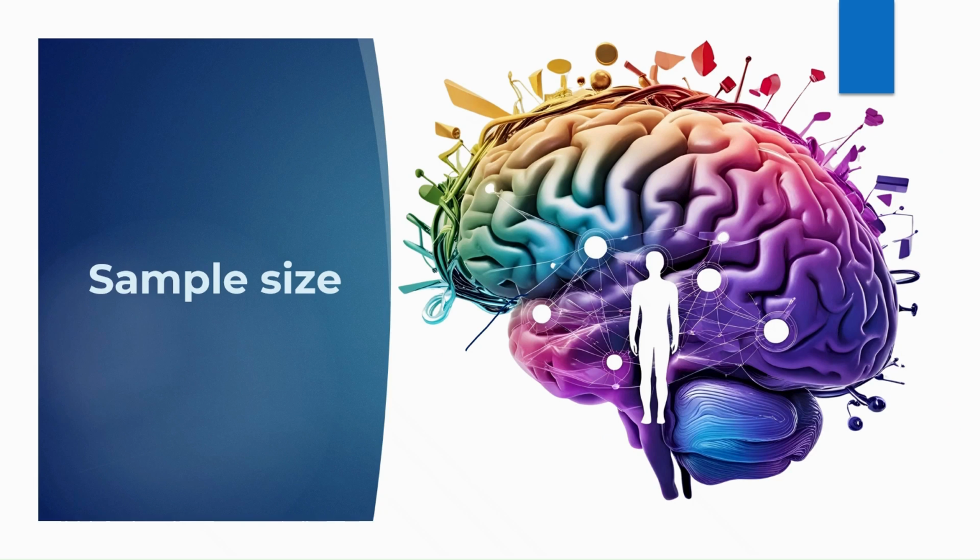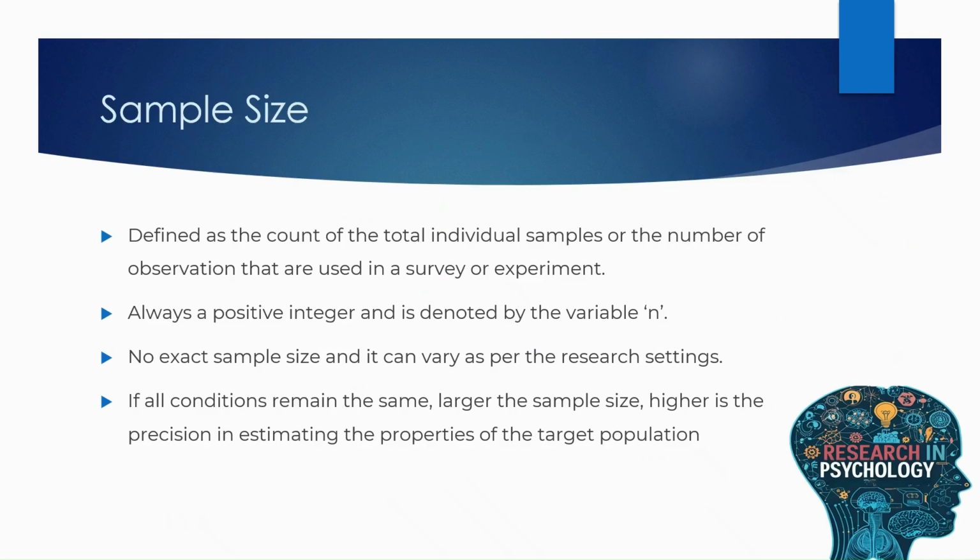We have seen what is a population, what is a population size. We have seen what is a sample, what is sampling, types of sampling, and now let's come to sample size. Because we know population size, it's pretty easy for you to guess what sample size is also, right? So yeah, this is simply the size of the sample. It's defined as the count of total individual samples, or the number of observations that are used in a survey or experiment.